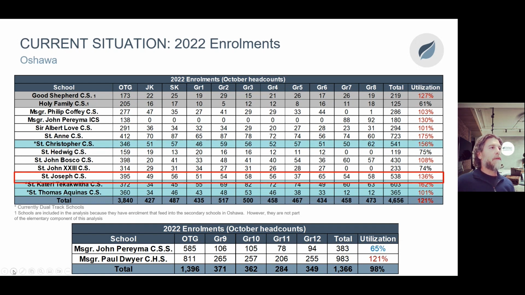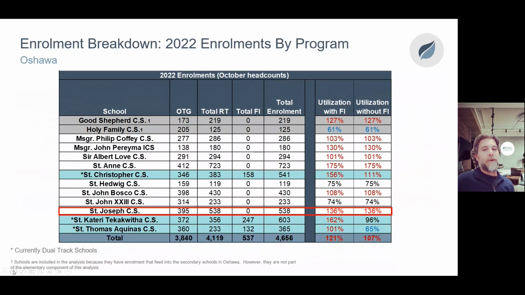The next slide, we look at very similar data. It's October 31st, 2022 enrollment data. The only difference here is the totals are the same, but what we've done is we've just broken out that enrollment by English program and French immersion program. Right now in the city of Oshawa, the board offers French immersion at 3 elementary schools. They're what's referred to as dual track elementary schools because they offer both English and French programming.